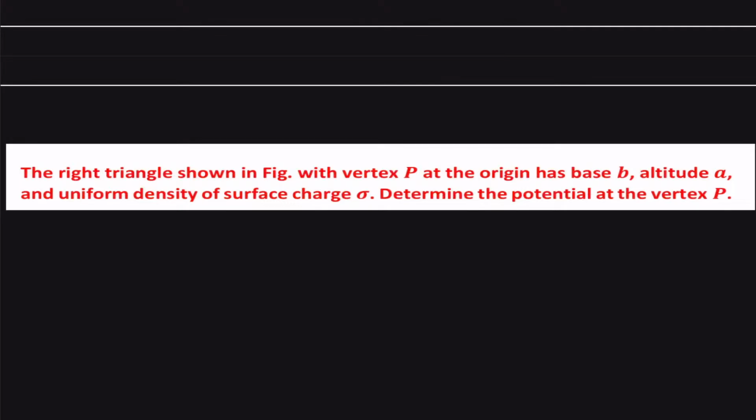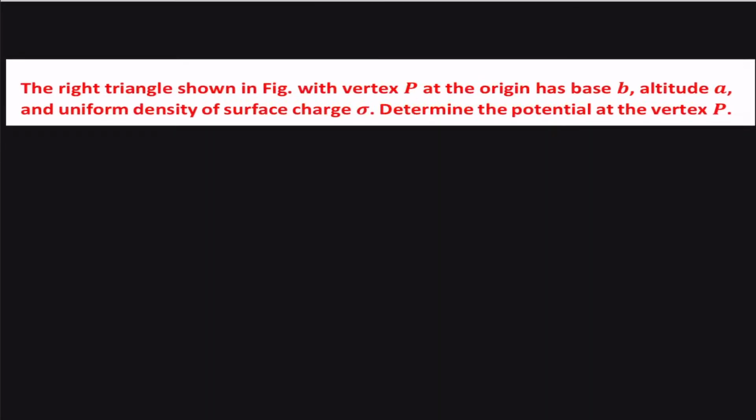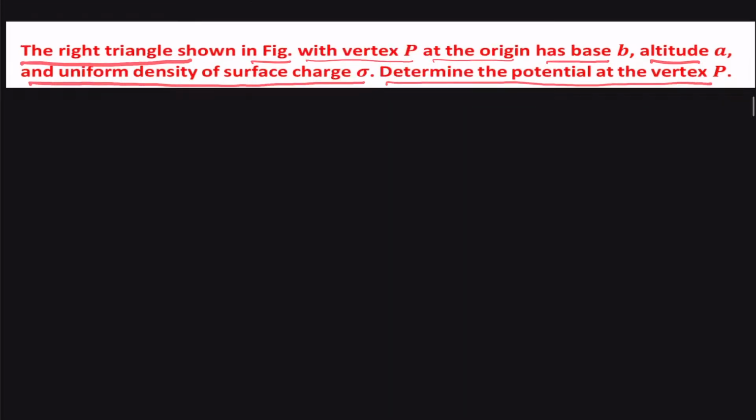Next question, we are given that the right angle triangle as shown in the figure with vertex P at the origin has a base B, altitude A, and uniform density of surface charge as our sigma. Determine the potential at the vertex P. Okay, so basic figure, let me draw it here.